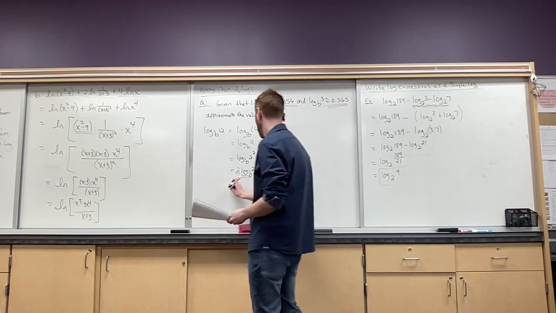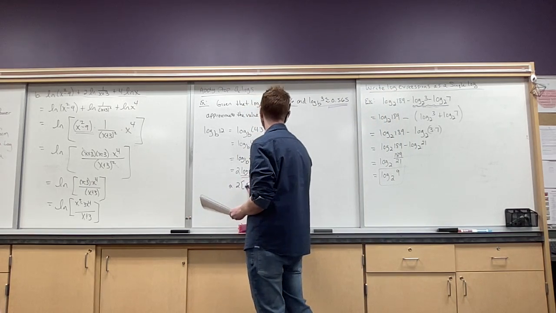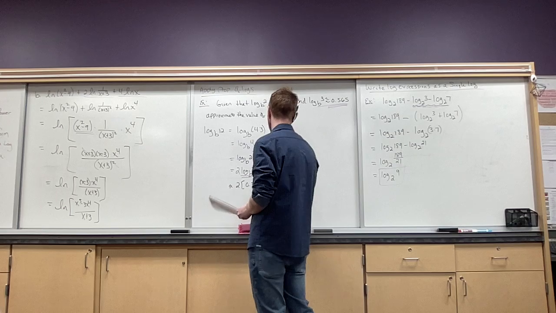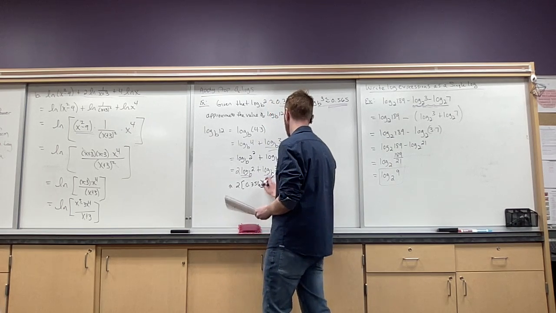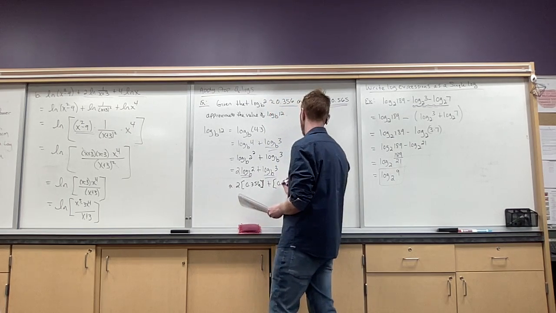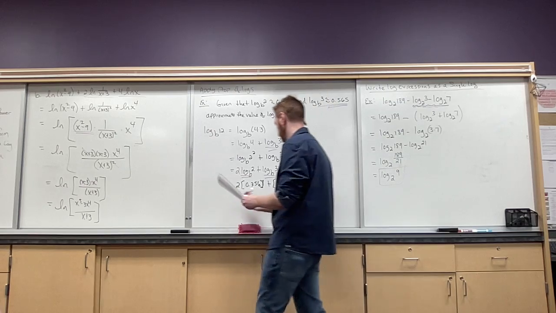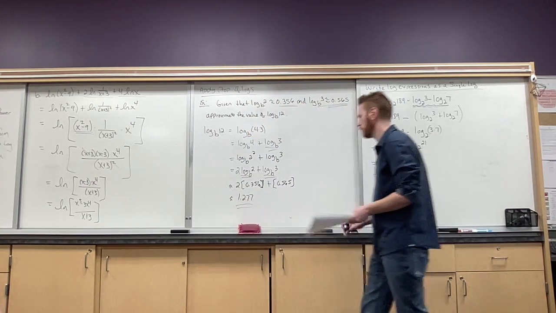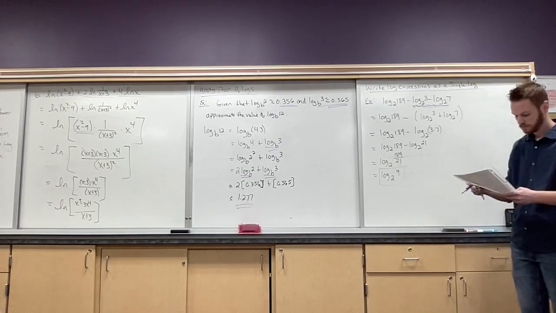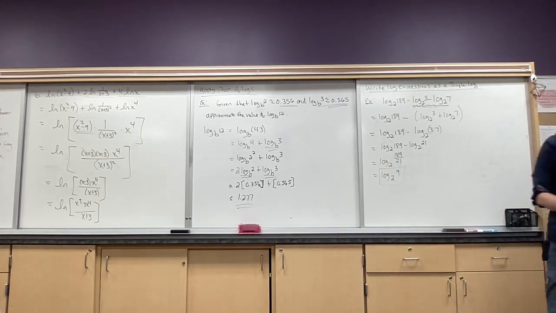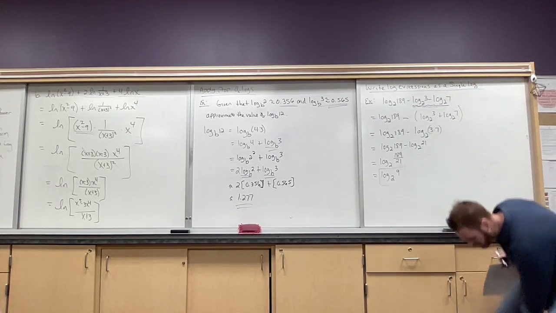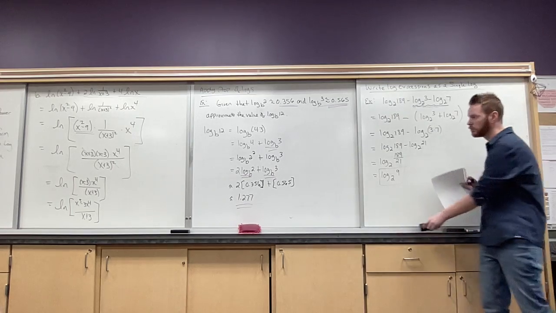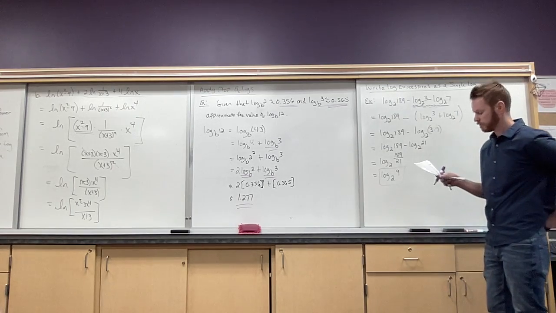So this is going to be approximately 2 times 0.356 plus the other one, 0.565. And we get 1.277. That's my final answer. Okay. So given other logs, we can approximate a log that we don't know, which is pretty cool.